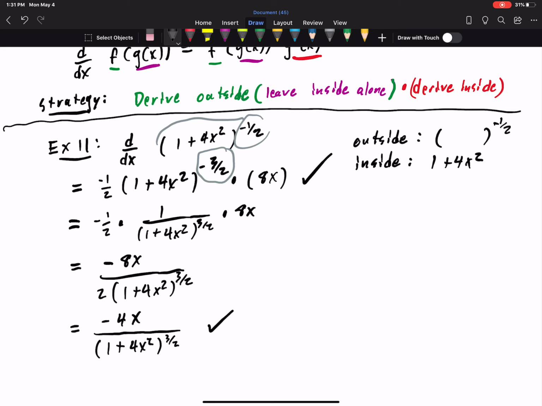Okay? So that was example 11. The only thing that made this special was the negative exponent at the very beginning. That'll help us in handling example 12.